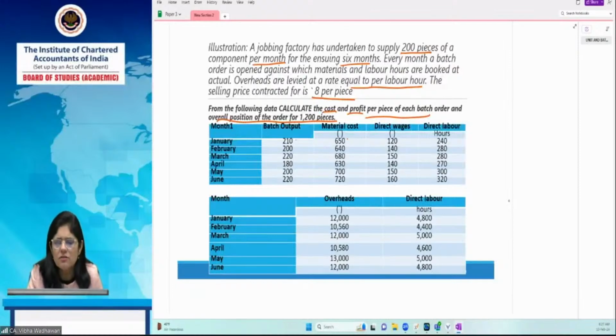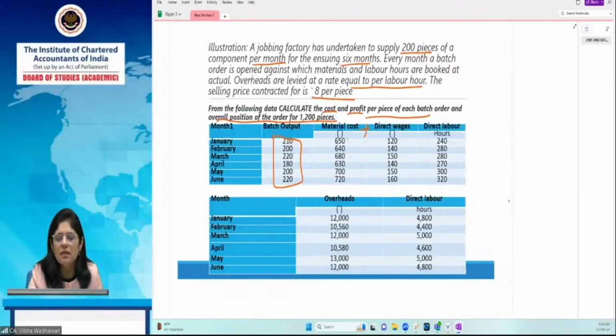Clear? So now here also you can make a different setup, different format, but I think we can do from here. So this is the batch output. This is column number 1. Column number 2, material cost plus direct wages. So material and wages are given as actual. So direct material plus direct wages. Now we have to see overheads.